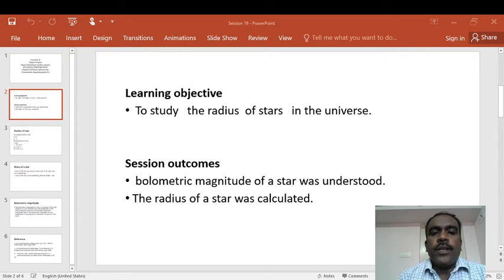Learning objectives are to study the radius of a star in the universe. Session outcomes are: the bolometric magnitude of the star was studied, the radius of the star was calculated, and the mass of the star was also studied.